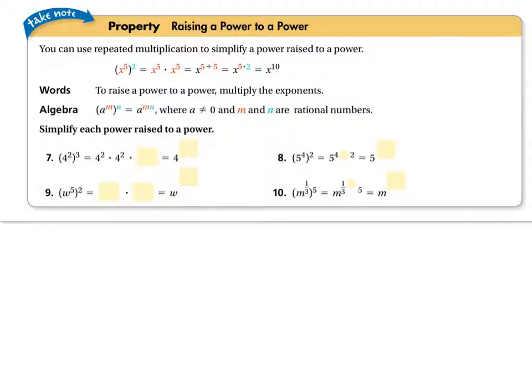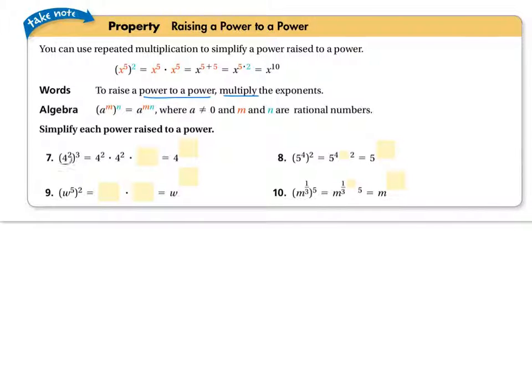In our last video, we talked about multiplying bases. And if the bases are alike, we add the exponents. In this video, we're going to talk about raising a power to a power. When raising a power to a power, you multiply the exponents. Let's take a look at number 7.